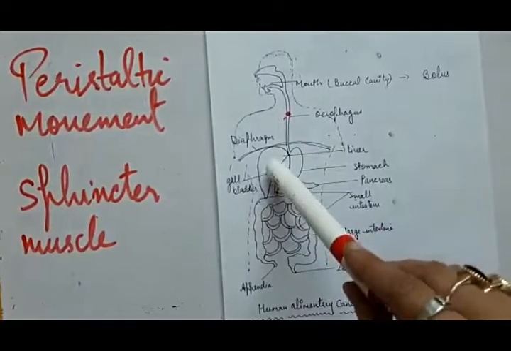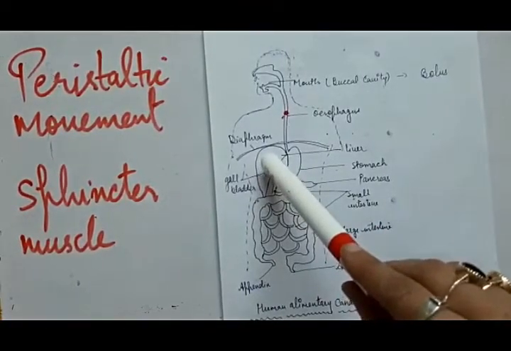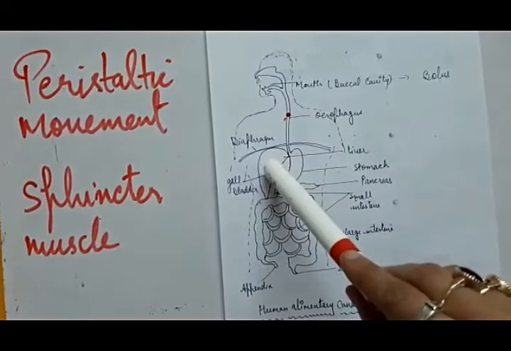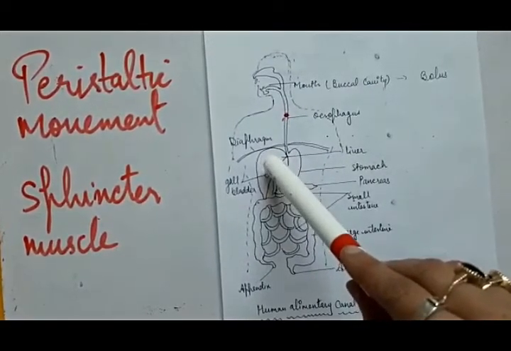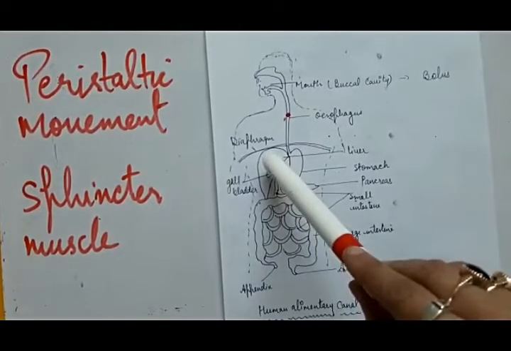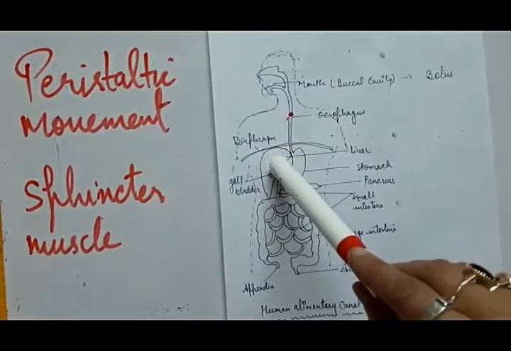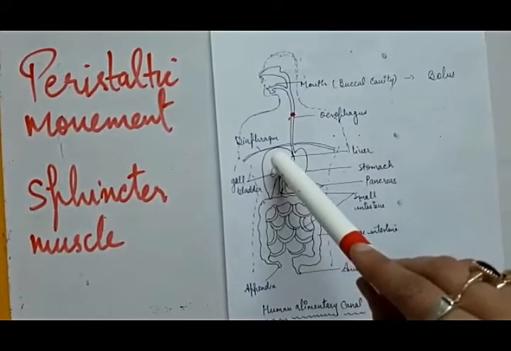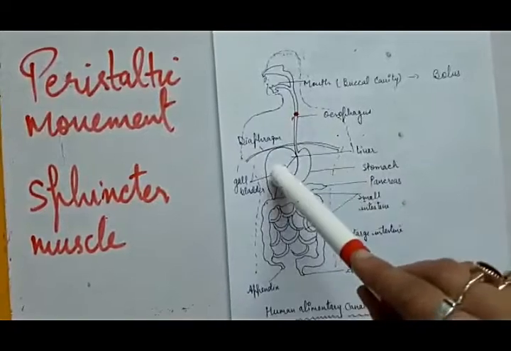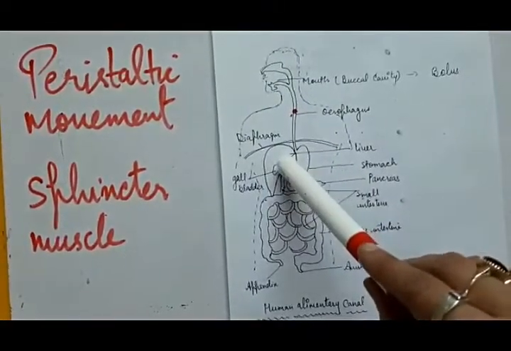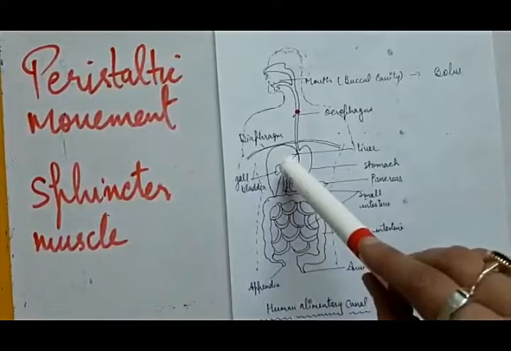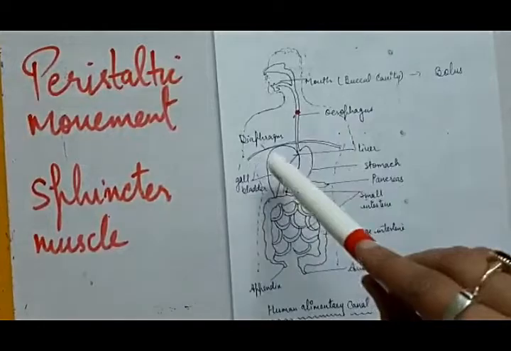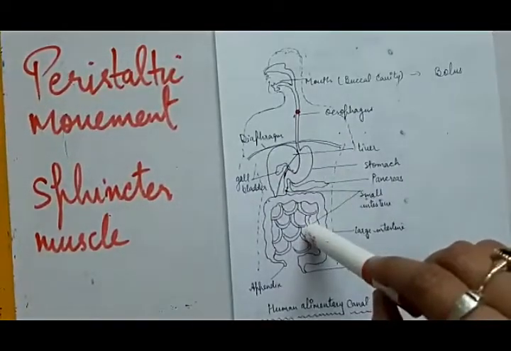Here, the role of the liver I have just earlier explained. It secretes bile juice. Bile juice emulsifies fat, and it converts fat into fat globules. Then fat globules are digested by the lipase from the pancreas into fatty acid and glycerol.